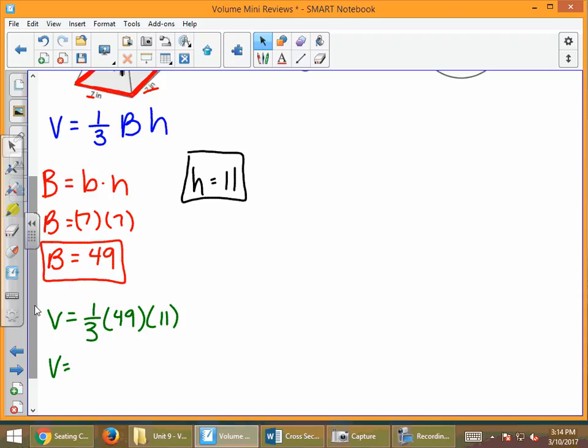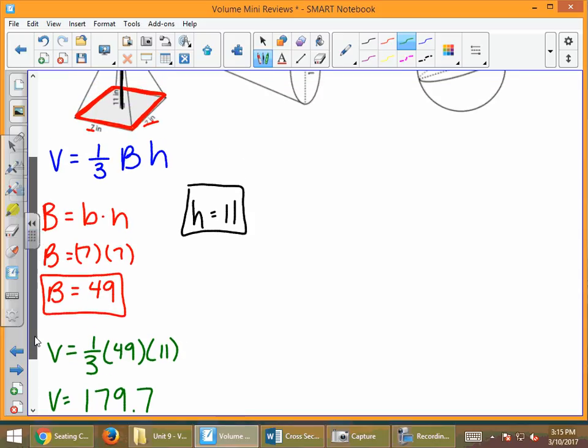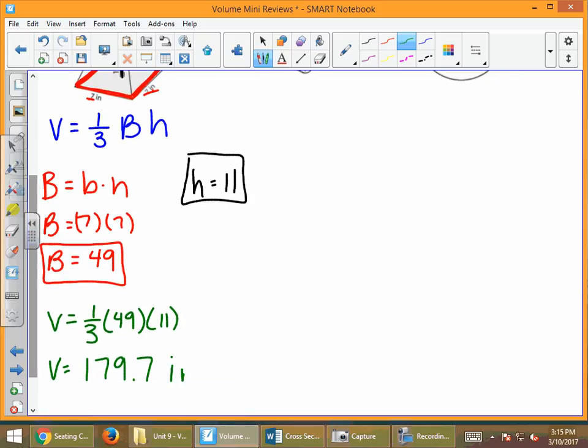Again, in your calculator, you do 1/3 times 49 times 11. And this time you do get a decimal, that's okay, just round. It's 179.7. It's really important to label your answer. So in this case, it's going to be inches. You can always cube it because we are finding the volume.